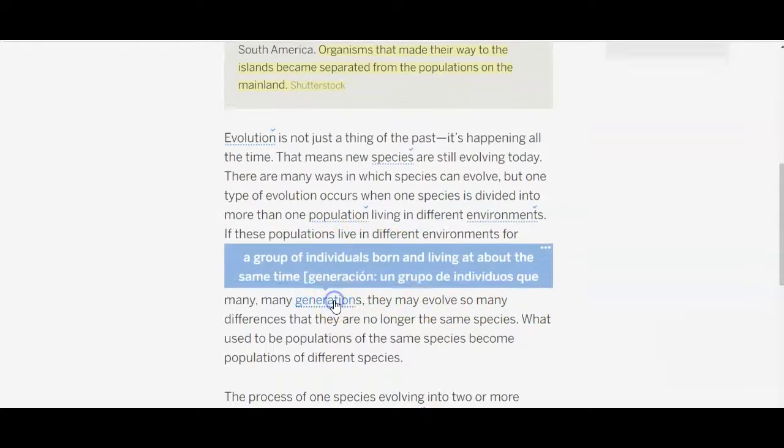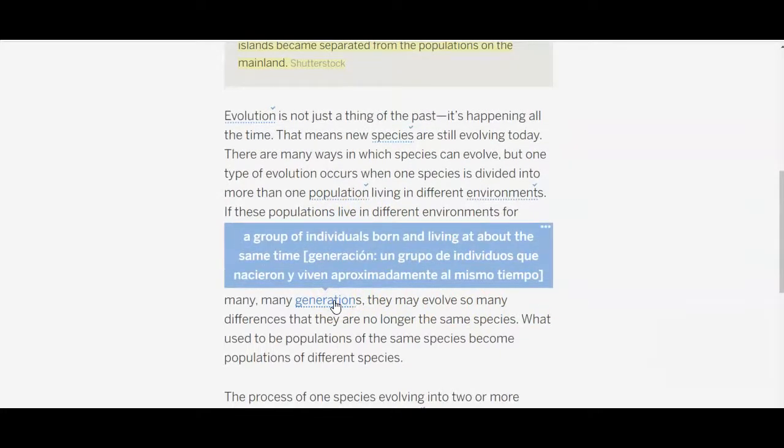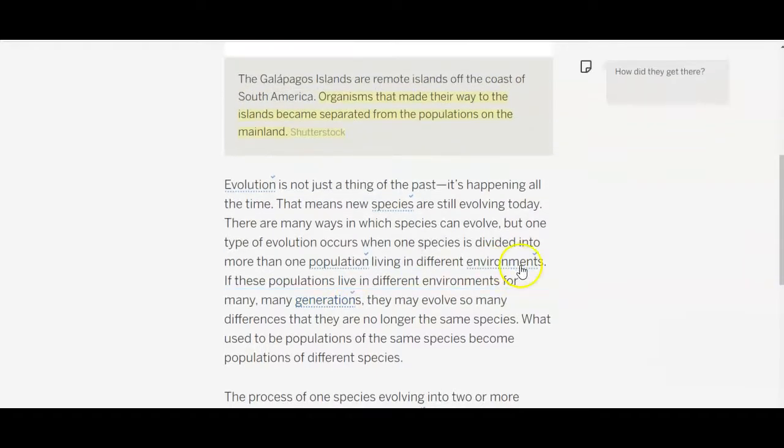So generations, a group of individuals born and living at about the same time. Okay, so in your guys' class, you guys are all 8th graders. And so you guys are all of the same generation. You're born all around the same time. What used to be population... I'm sorry, did I skip a sentence? Yes, I did. No, I didn't. Okay. What used to be populations of the same species become populations of different species.